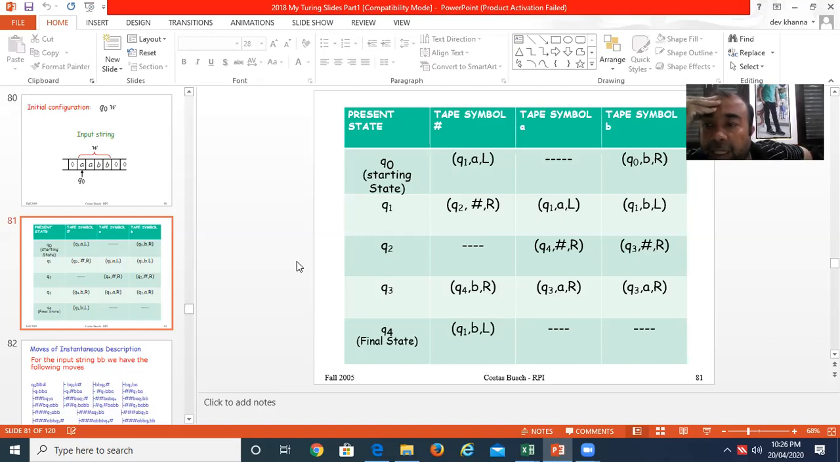Tape symbol hash. Here hash means blank symbol. And A and B are the tape symbols. Hash, A and B will be there. So now let us take the first column. It means if you are in state Q0 and you encounter hash, what do you do? You convert your state from Q0 to Q1, convert hash into A, and take a left turn.